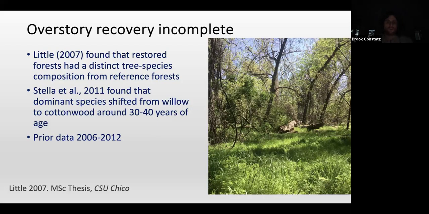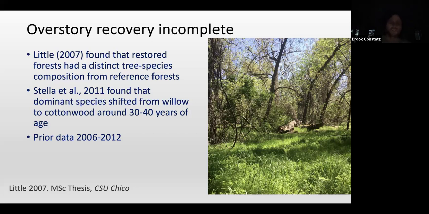And so I was building off these two studies, and I'm going to talk about the overstory one first, which was the trees that were being measured. And I was trying to see how things were changing from their observations. So Kathy Little, who did her master's at CSU Chico, found that restored forests had a very distinct tree species composition. That the assemblages, the types of trees that you'd find together in a landscape, were completely different than anything you would see naturally. And that you would see in restored forests.